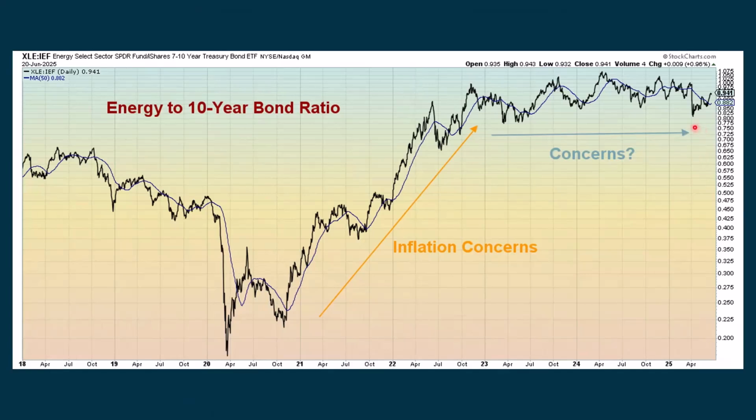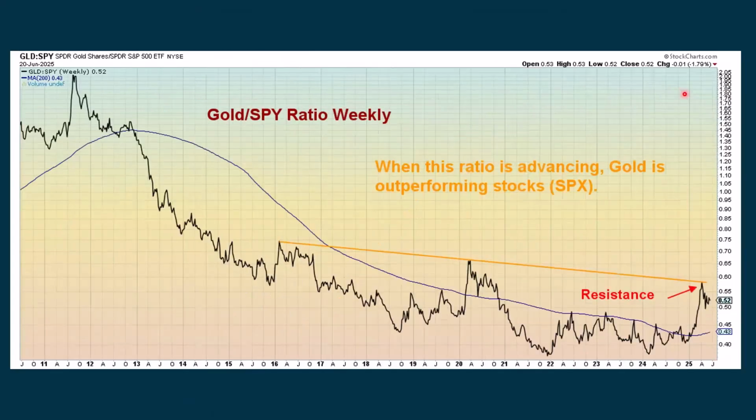Then an energy to 10-year bond ratio. Now, energy's been seeing some real improvement with the geopolitical escalation that we're seeing between Israel and Iran. And this has been coming back up here, but when you look at the bigger picture, going back to 2023, we are pretty much range bound with this overall ratio.